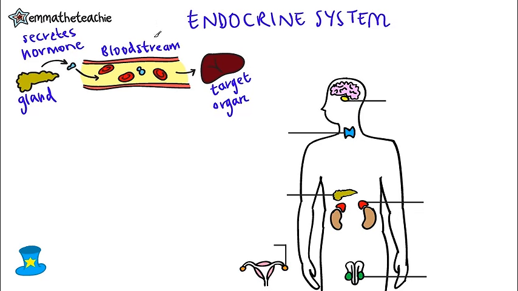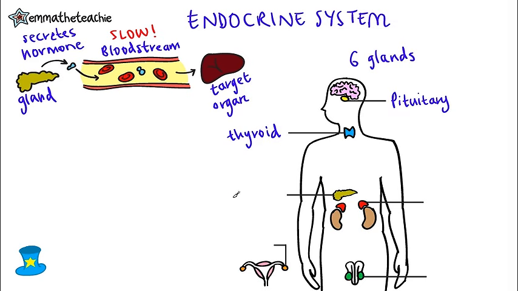Traveling through the blood is a lot slower than the electrical impulses of the nervous system, but the effects are longer lasting. You need to know the names and positions of 6 glands in the human body. Pause and see if you can name any of these. Alright, we've got the pituitary gland up here beside the brain.